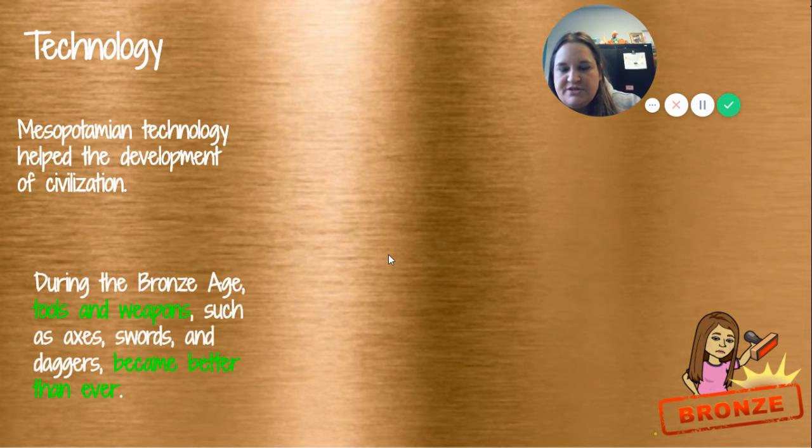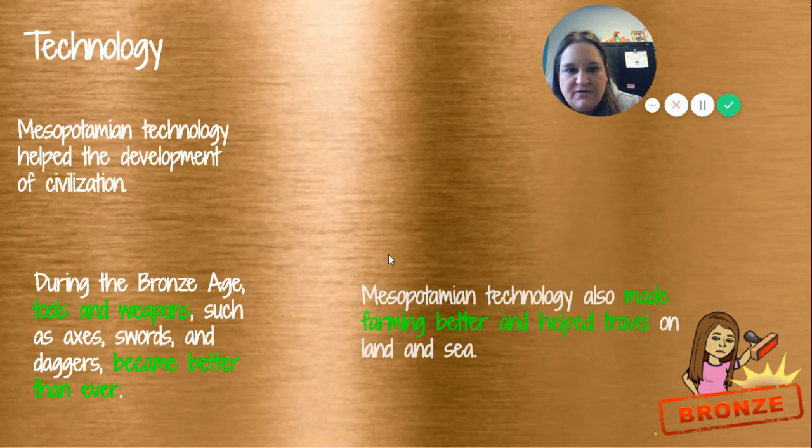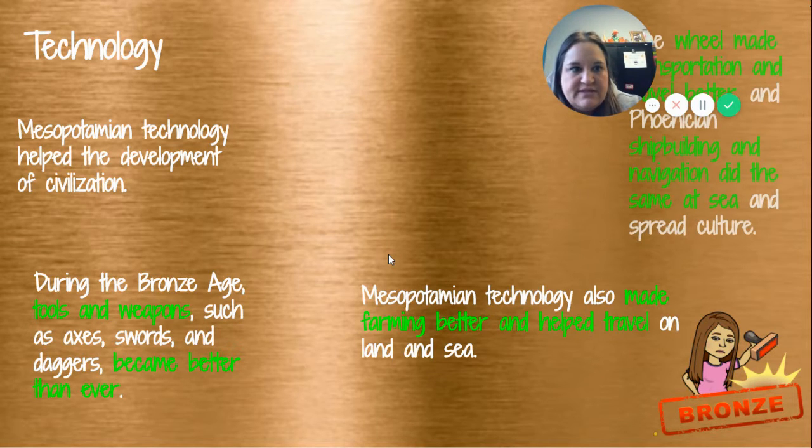So as far as their technology, Mesopotamian technology helped the development of civilization. During the Bronze Age, tools and weapons such as axes, swords, and daggers became better than ever. They also made farming better and helped travel on land and sea.